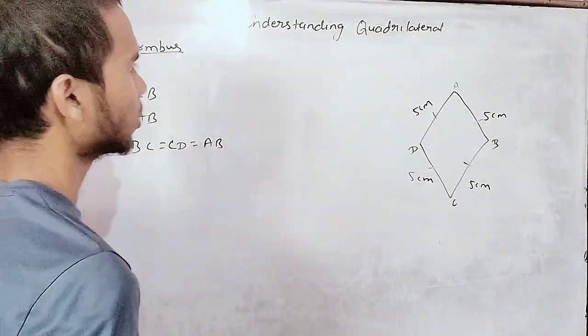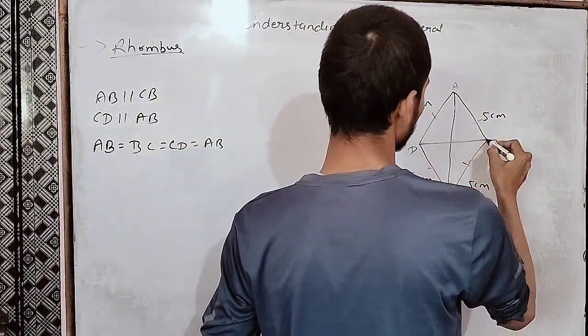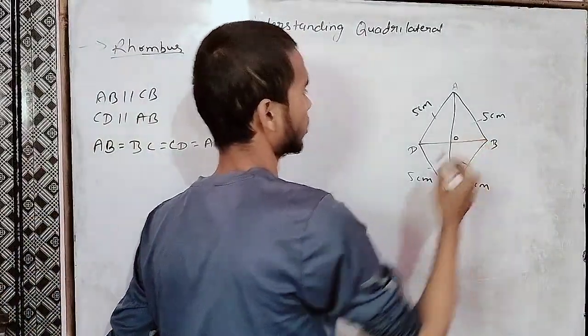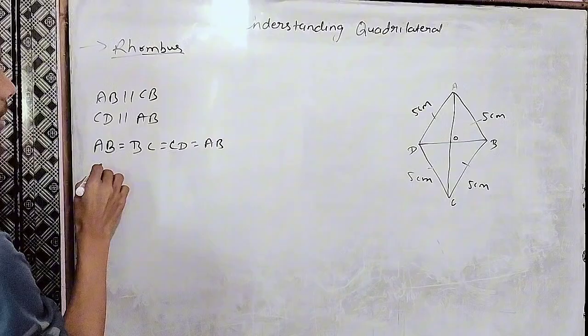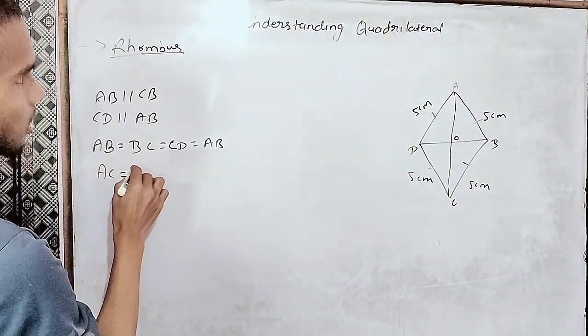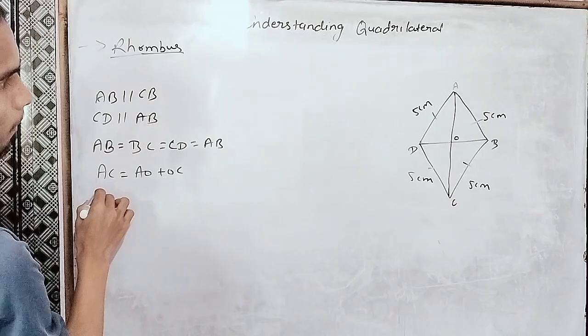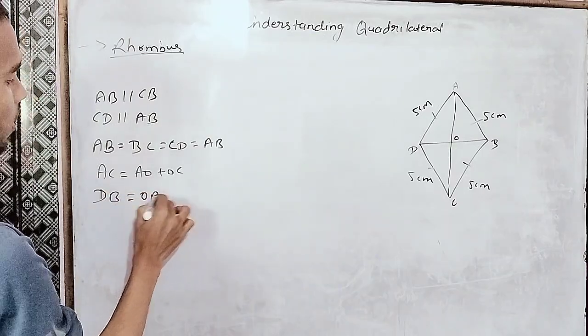Of course. Now we can see two diagonals of the rhombus intersecting each other at a point. Here you would also say that AC is a diagonal which can be written as AO plus OC, and DB is a diagonal which can be written as OB plus OD.